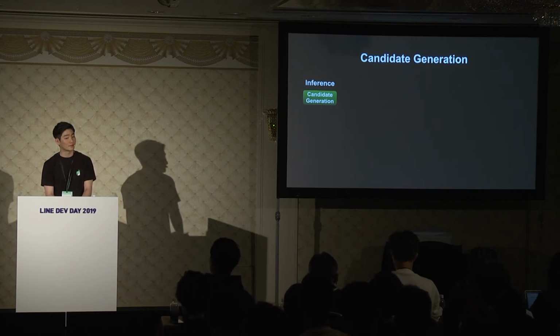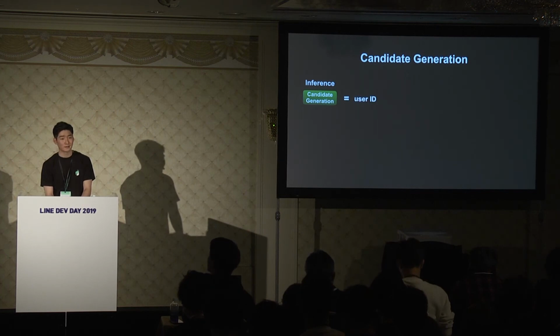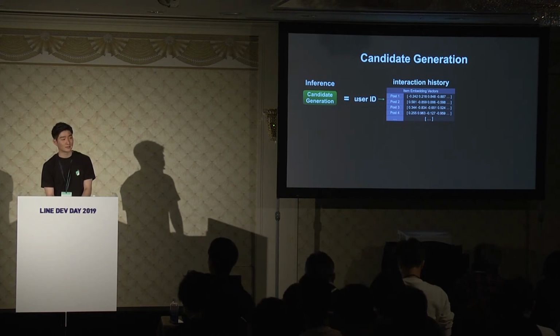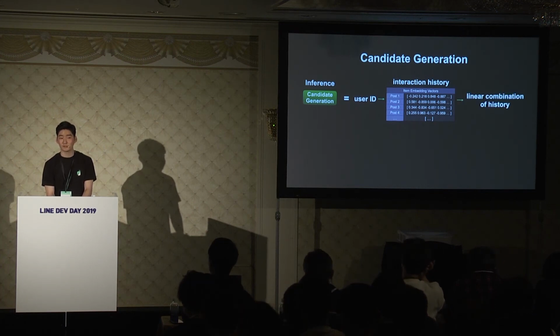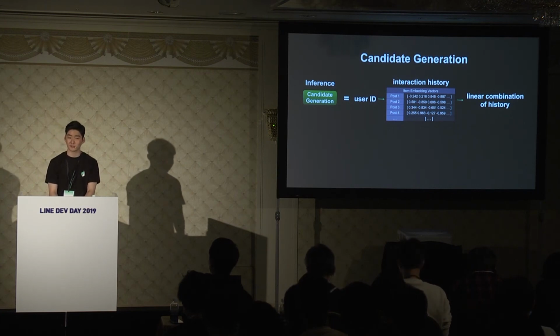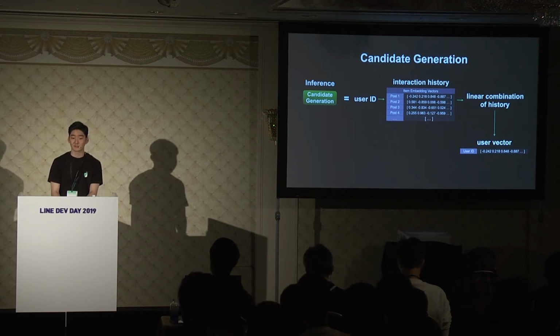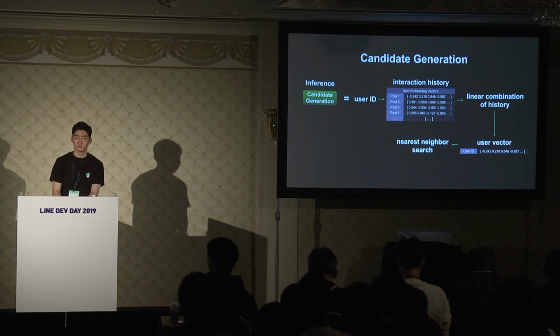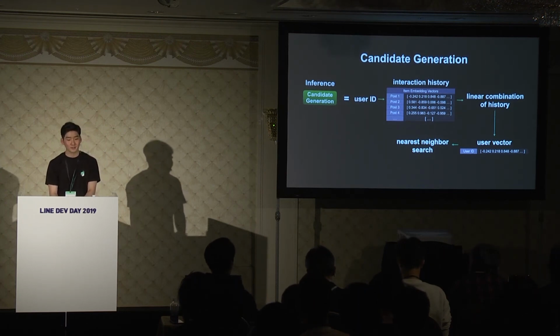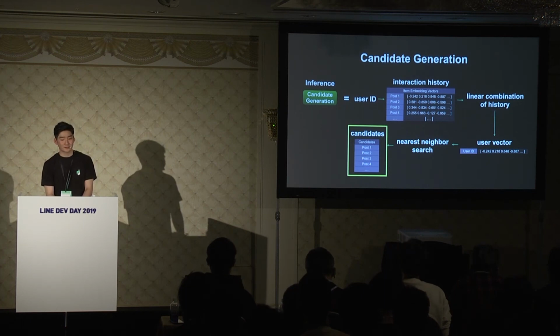This is when we are actually giving recommendations to specific users. First, we receive a user ID. Then, we see what posts this user has interacted with. Note that we have trained embeddings for these posts in the candidate generation training phase. Then, we perform a linear combination of the post embeddings in the user's interaction history. This gives us the user vector, or the user embedding. Since the user embedding and post embeddings are in the same vector space, we can just perform a nearest neighbor search to find posts that are in the user's taste. This gives us the candidates for the user, and these candidates are going to be used as input to the ranking model.